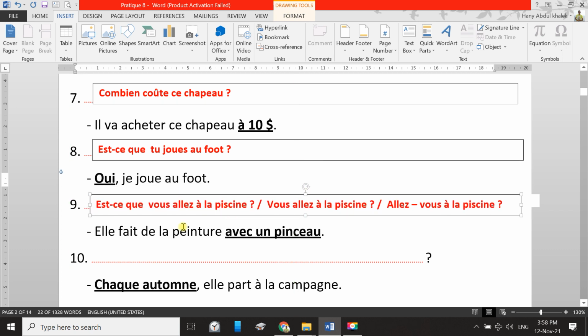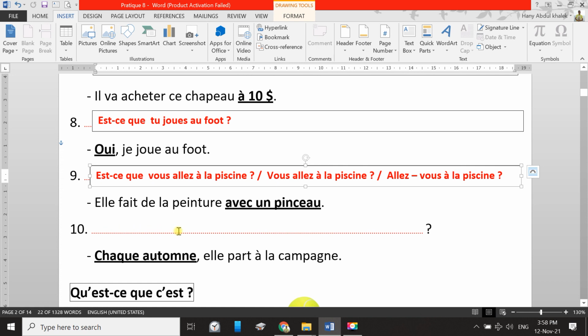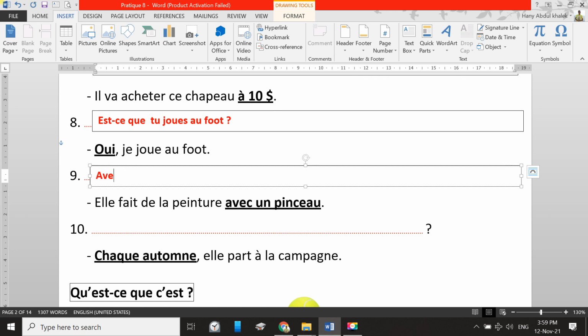Let's say elle fait de la peinture. Elle fait de la peinture avec un pinceau. Avec un pinceau, here we can say pencil. It's the tool with which we can draw or we can paint. Okay, so here it's avec quoi. We have here avec, with what? Avec quoi? Avec quoi fait-elle de la natation? Okay, avec quoi fait-elle de la natation?